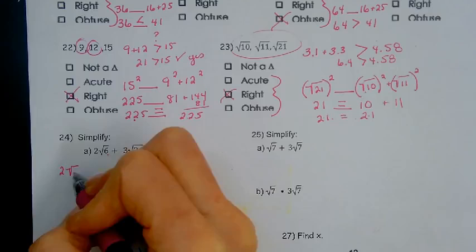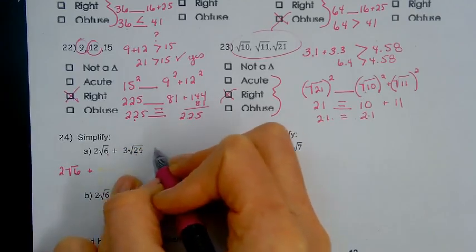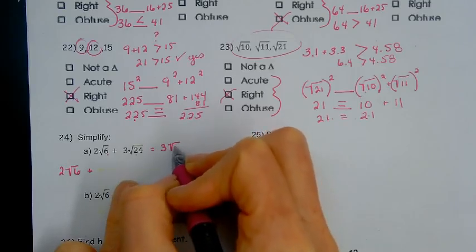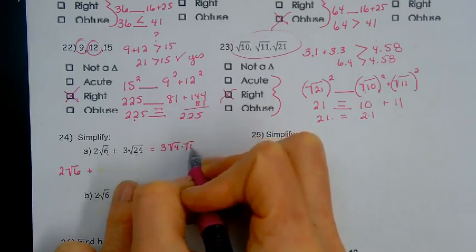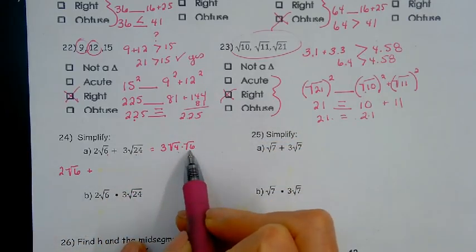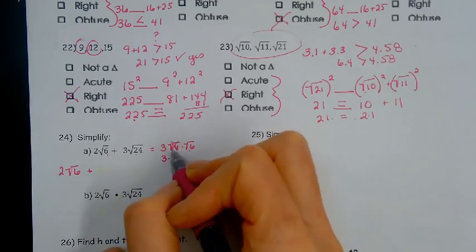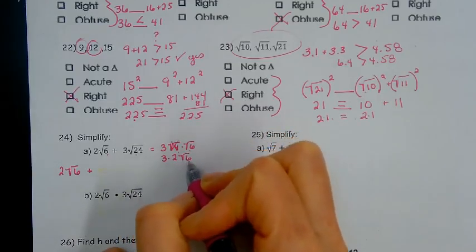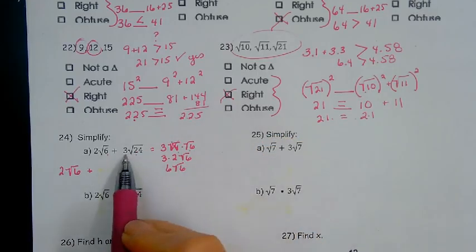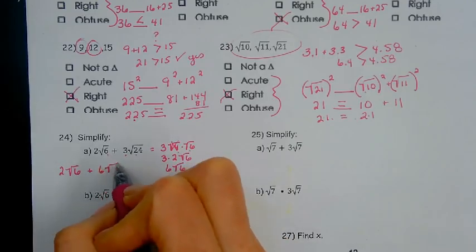I can rewrite that as 3 rad 4 times rad 6, right? 24 is 4 times 6. There's our perfect square. So that's 3 times 2 rad 6. So we get 6 rad 6. So I just rewrote 3 rad 24 as 6 rad 6. And now the radicands match. So we can add these together and we get 8 rad 6.